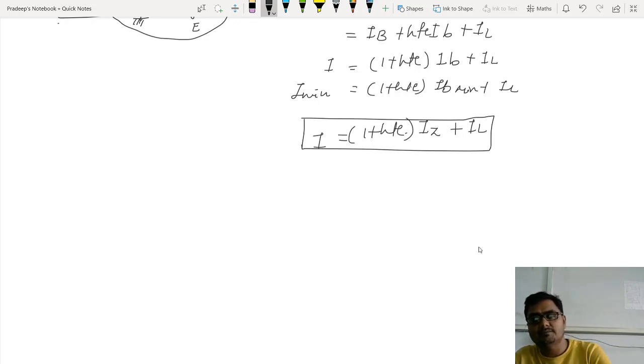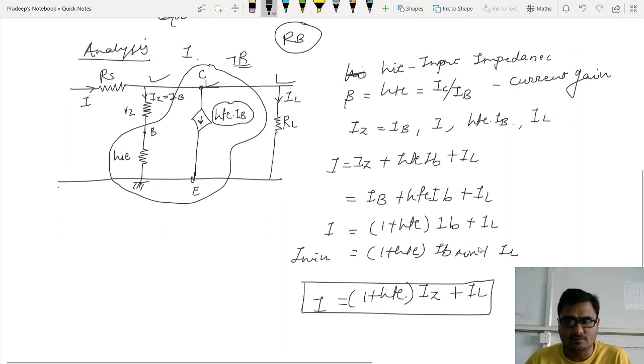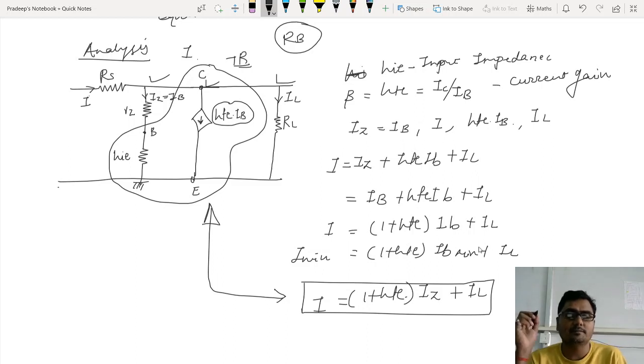Right. So if I write the equation directly, I is equal to 1 plus HFE multiplied by IZ plus IL, there should not be confusion. From where am I getting this equation? I am getting this equation from the analysis of the transistor shunt regulator, which analysis depends on the hybrid model of a transistor.